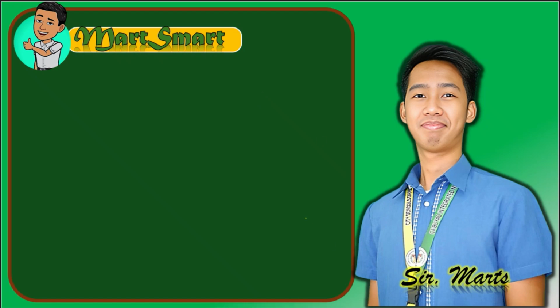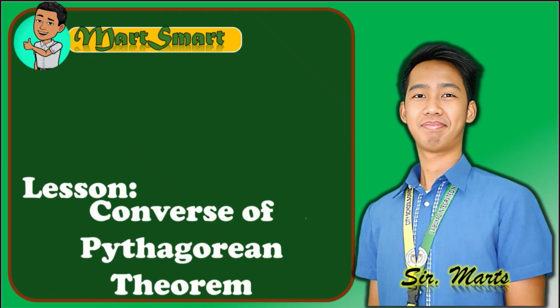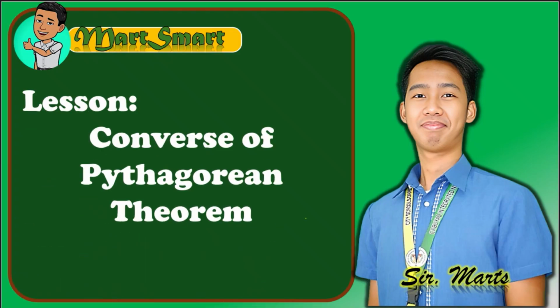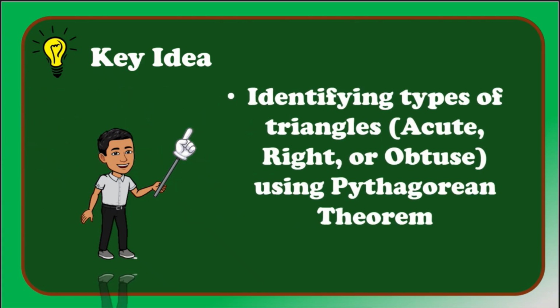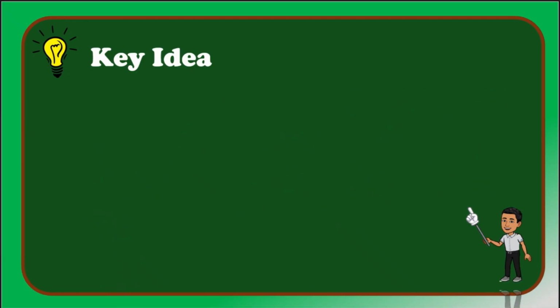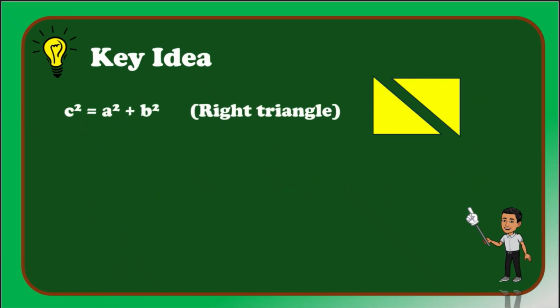Good day, learners. In this video, we're going to discuss the lesson Converse of Pythagorean Theorem. The key idea that we're going to apply is identifying types of triangles, either acute, right, or obtuse, using Pythagorean Theorem. Going back, the Pythagorean Theorem is presented by this equation.